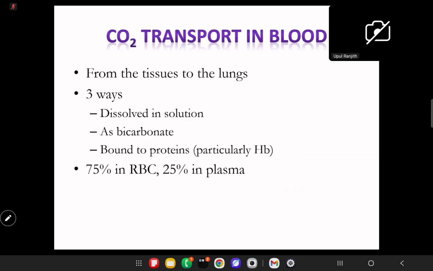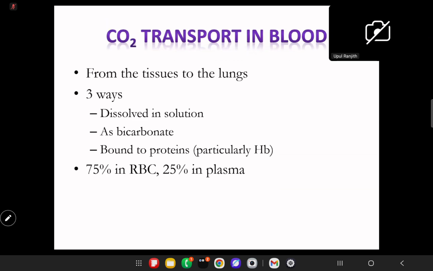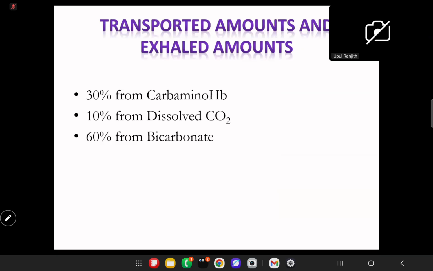So now we have mentioned these three forms of carbon dioxide carriage. So the transport in the blood, the three different forms, right? So 75% of the carbon dioxide is carried in the RBC, and only 25% is carried in the plasma, right? So this is what we actually discussed: transported amounts and exhaled amount. So this is actually the exhaled amount.